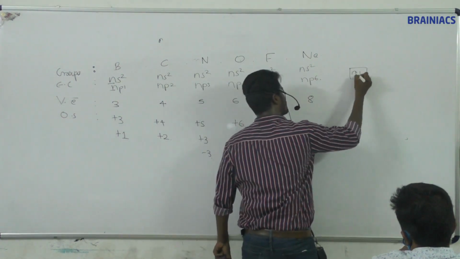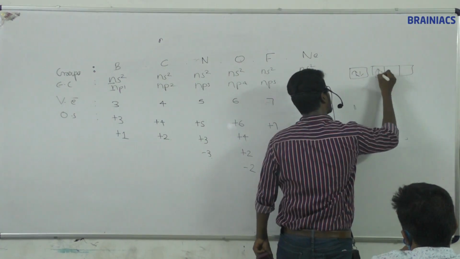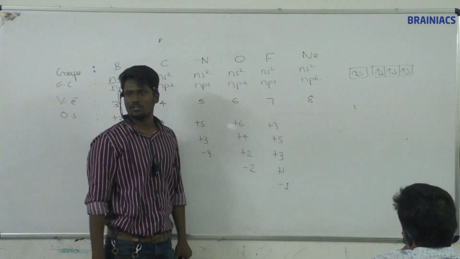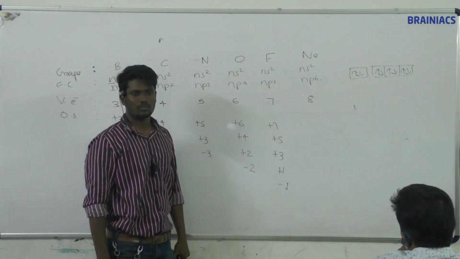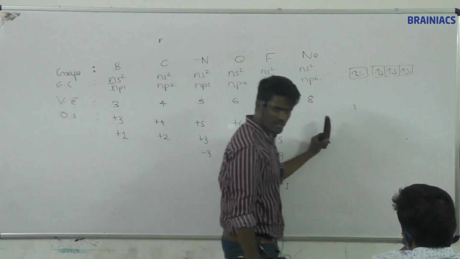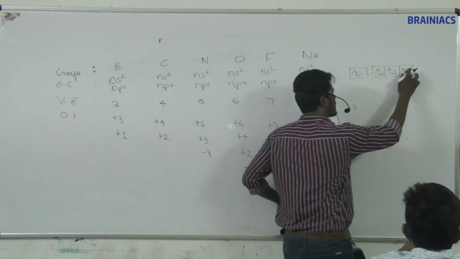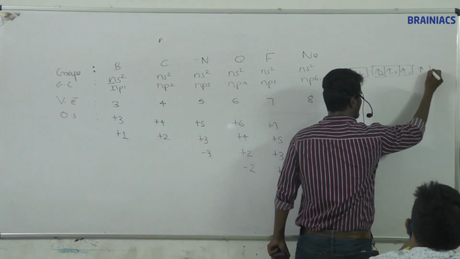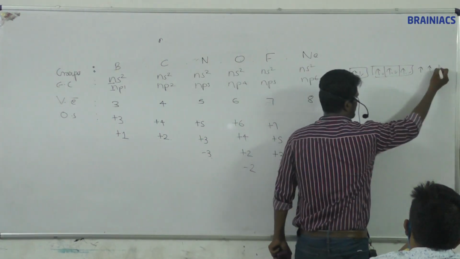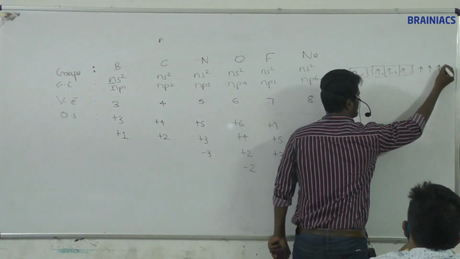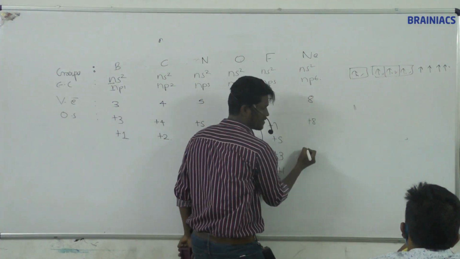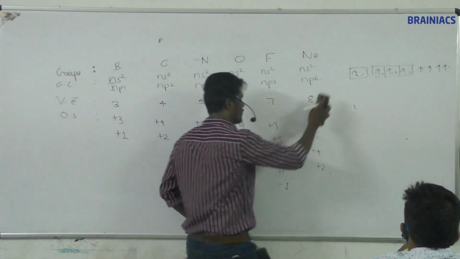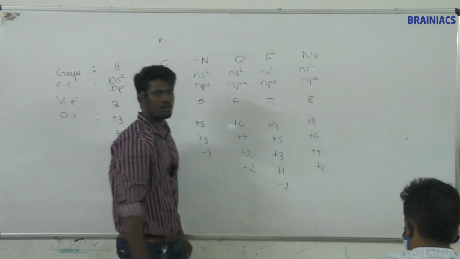Next, ns2 np6. What is the oxidation state in the normal or ground state? Zero. They do not have the tendency to participate in reactions, so they are called inert gases. First excited state, plus 2. Next, plus 4. Next, plus 6. Next, plus 8. So the common oxidation states are plus 8, plus 6, plus 4, plus 2. These are the common oxidation states of p block elements.